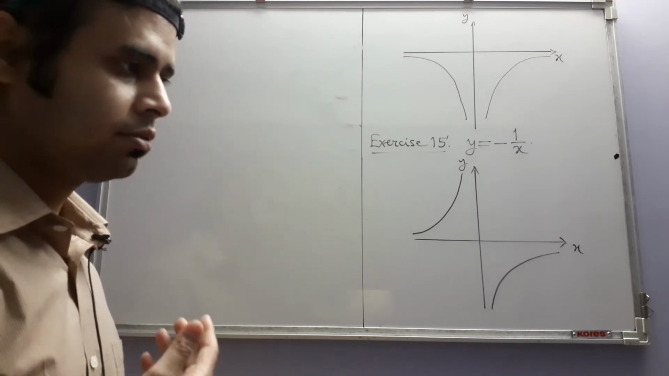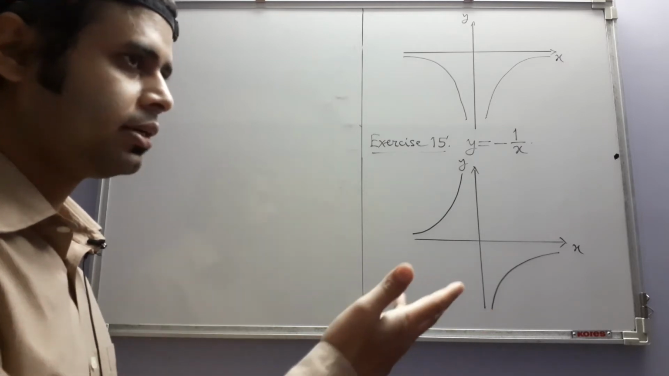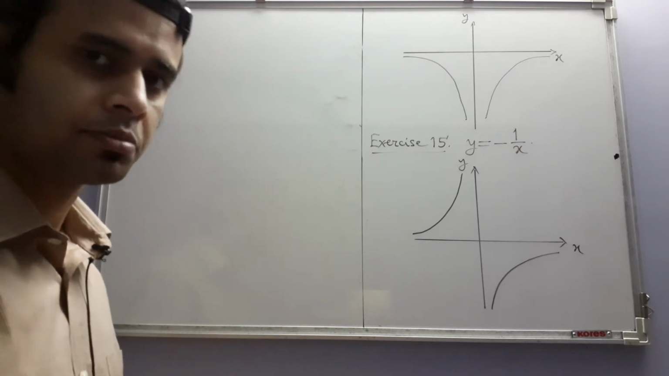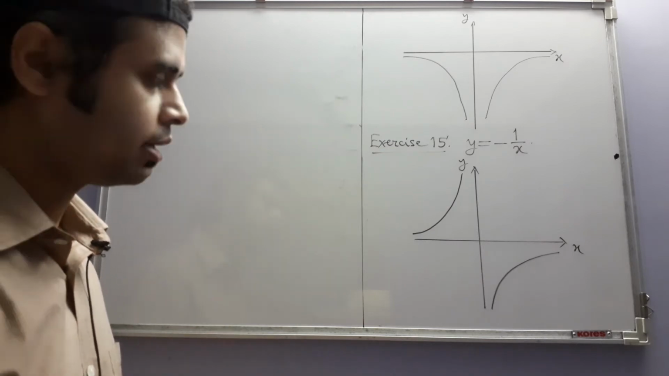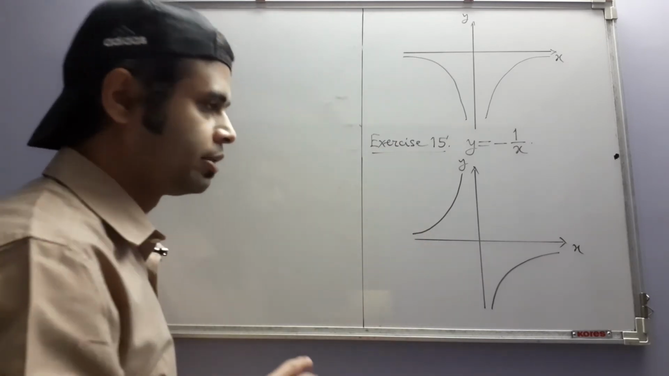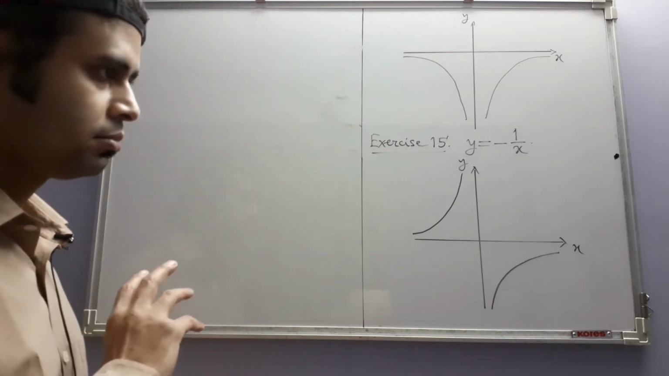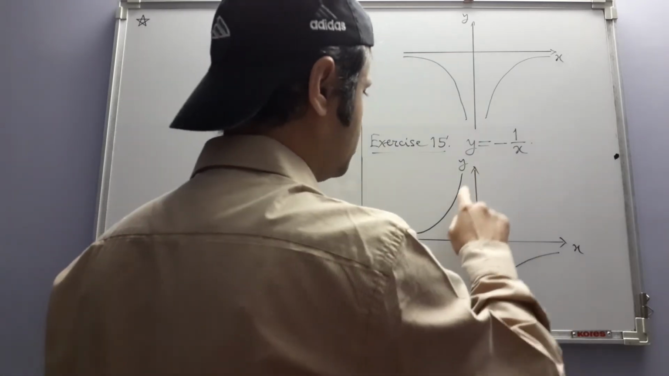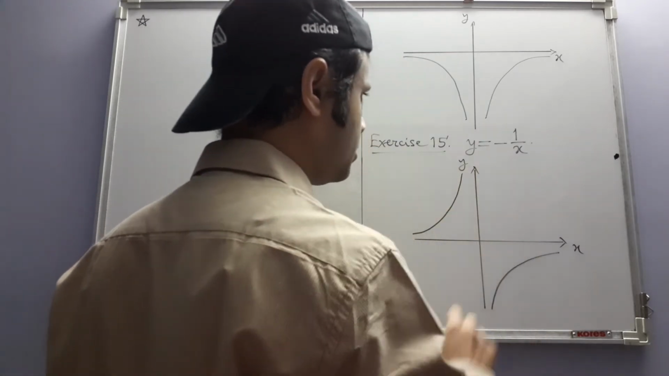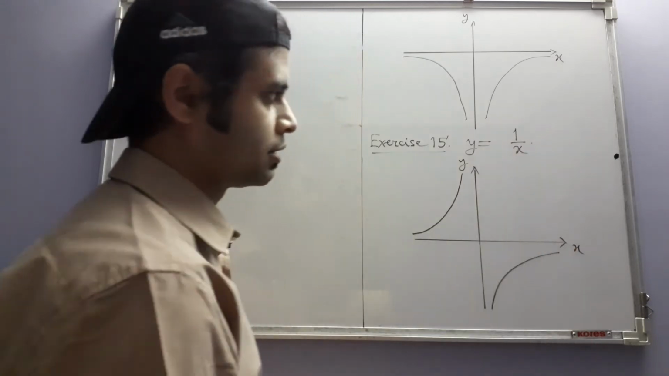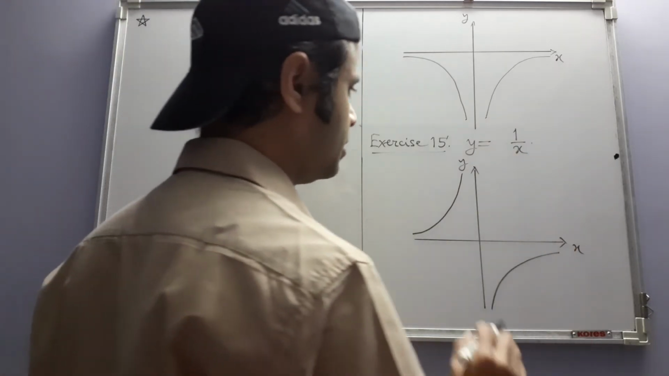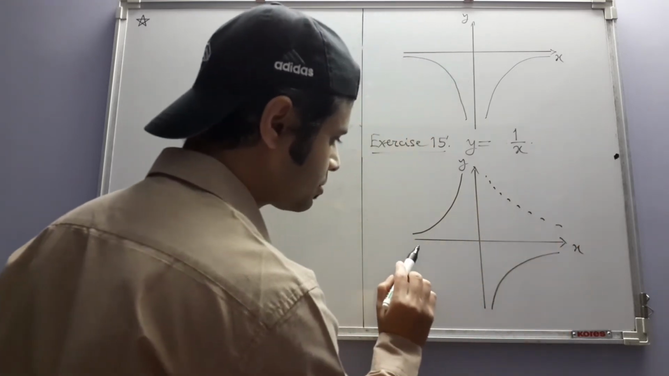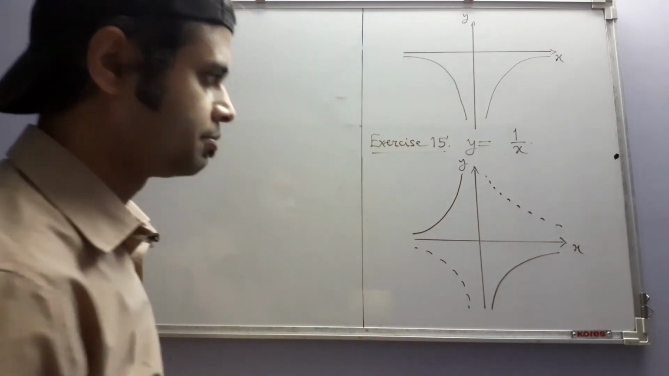Not always blindly by first creating a table, plotting the points and mechanically joining those plotted points as nicely as one can and getting the graph. Not always following that path. You are actually supposed to figure out this graph from the graph of this function y equal to 1 over x. In that case, this is the graph. That also has two disconnected parts.